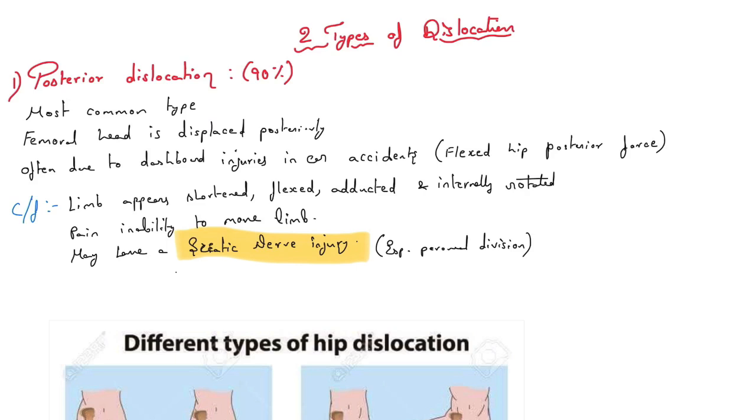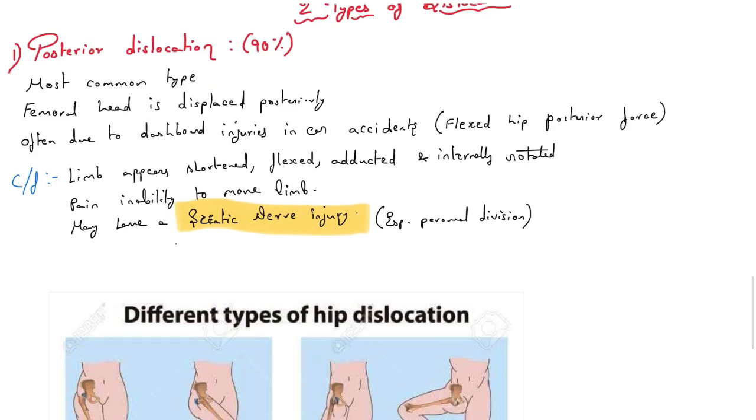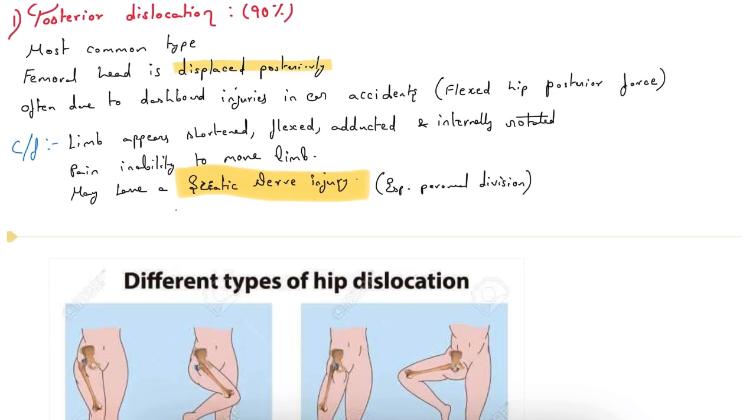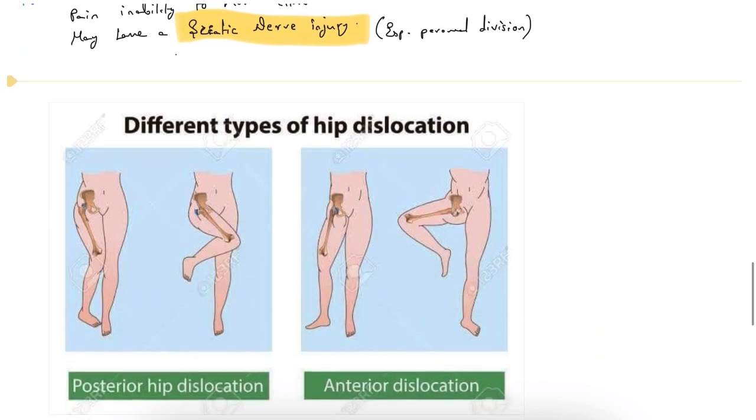If you are seeing this, the femoral head is displaced posteriorly. When you are getting this posterior dislocation, we can see the femoral head is displaced posteriorly. If you are seeing this image, this is the posterior dislocation image. In that patient we can see this type of image.